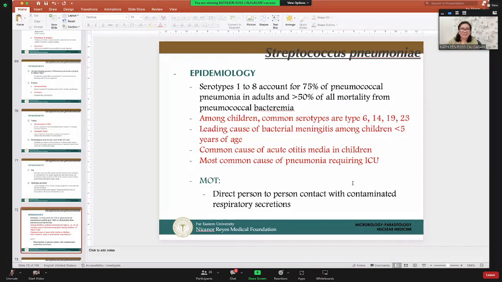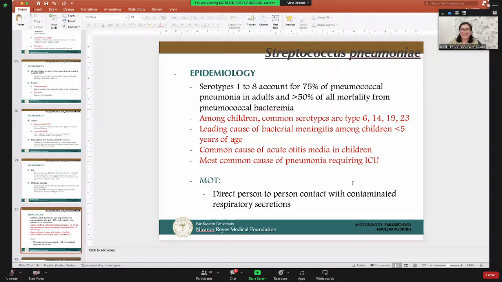So Strep pneumoniae serotypes 1 to 8 account for, again, 75% of bacterial pneumonia in adults, with more than 50% mortality from pneumococcal bacteremia. Among children, the more common serotypes are 6, 14, 19, and 23. Remember those. I'm asking about those serotypes.